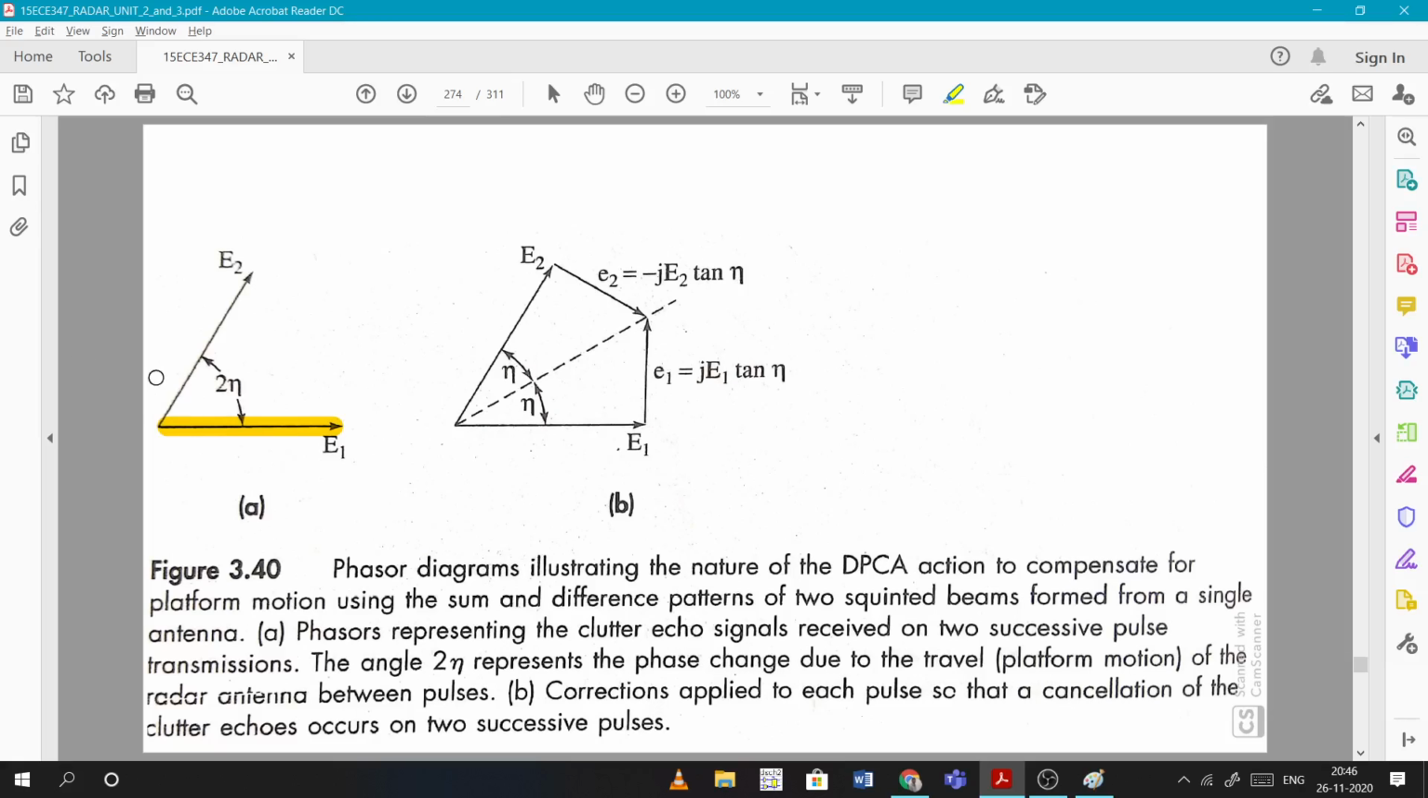So due to this travel, let us think that previously it is like this, and due to moving it has gone like this with the angle of separation 2 eta. This is the correction applied to each pulse, so that a cancellation of the clutter echoes occurs on two successive pulses. So we are taking the resultant of this. We are taking E1 as this one after correction, and E2 as this one.